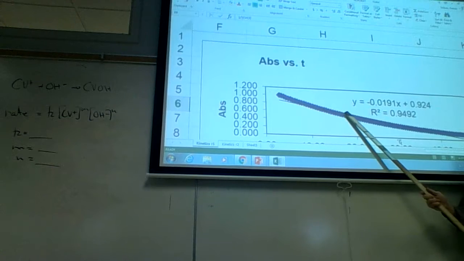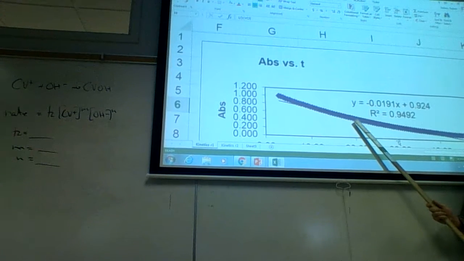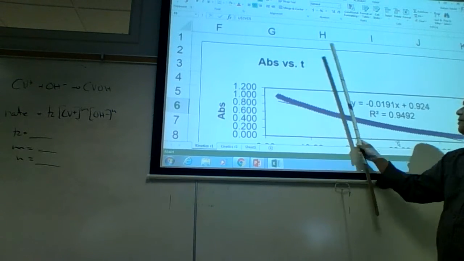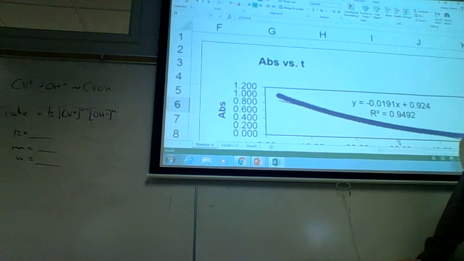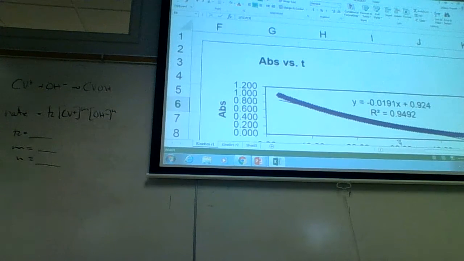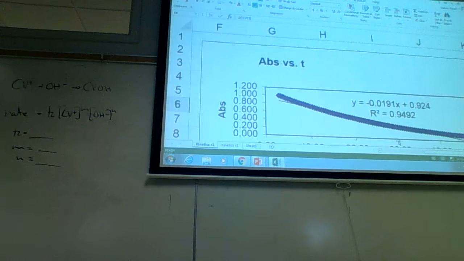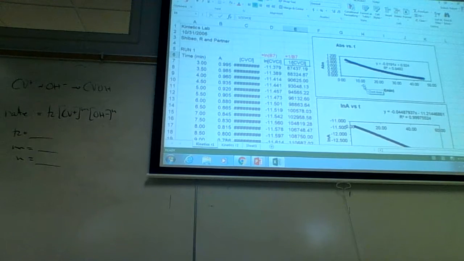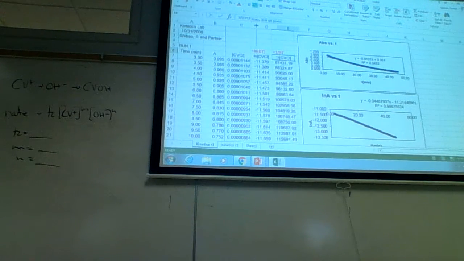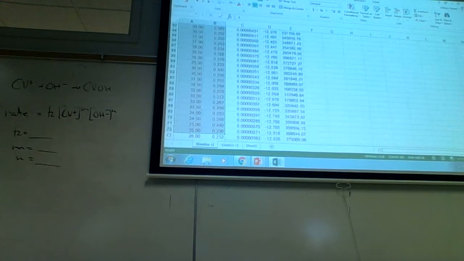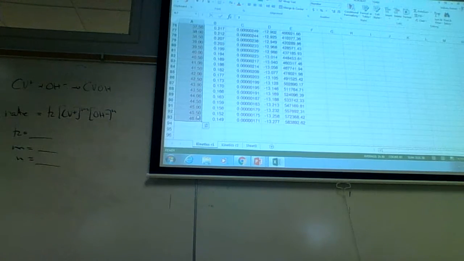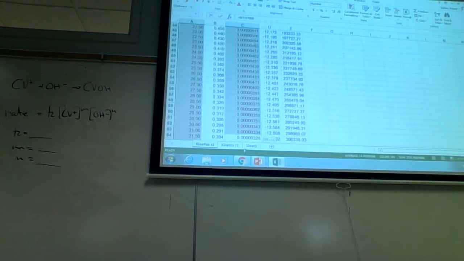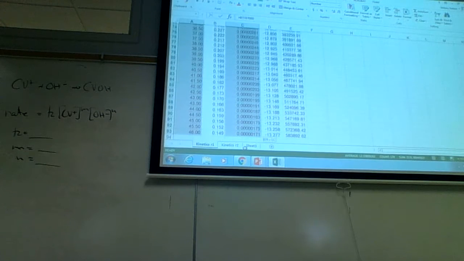And did we already look at this curve before? This curve looks to be what order curve? Zero order? Let's blow it up. Here, I'm just going to plot. Make a new plot.